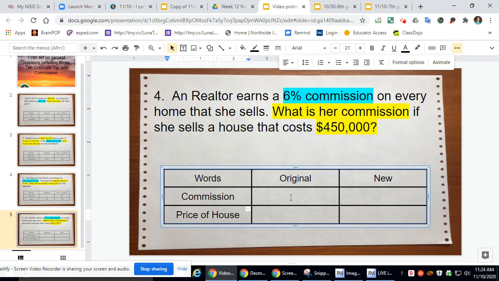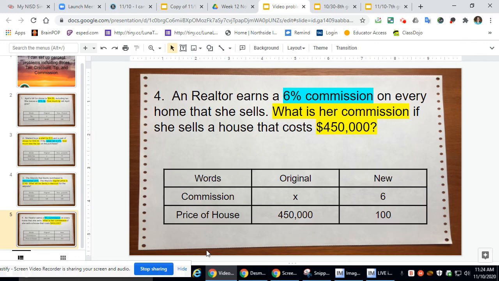Okay, so what is her commission? Oh, I don't know. Put an X. How much does the house cost? $450,000. And then her commission is 6%. And remember, percent is always out of 100. And there you have it. There's your setup for your chart there as well.